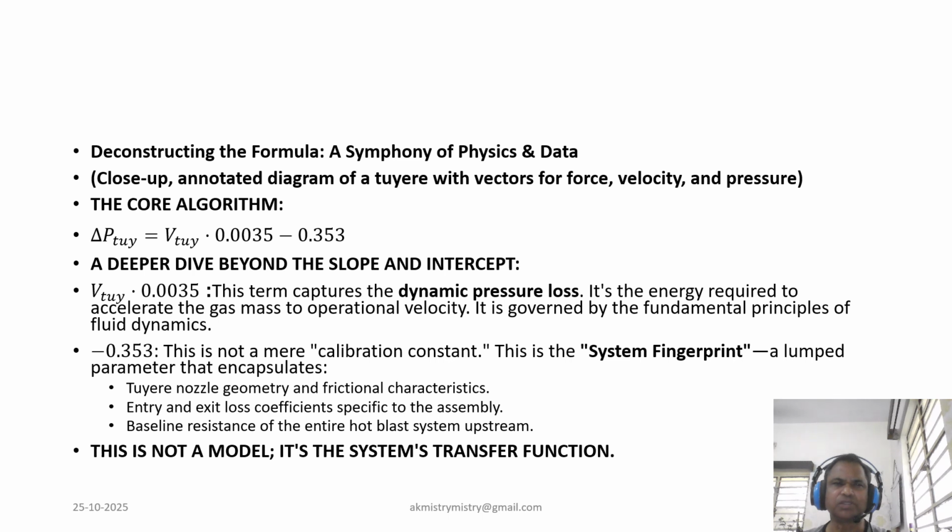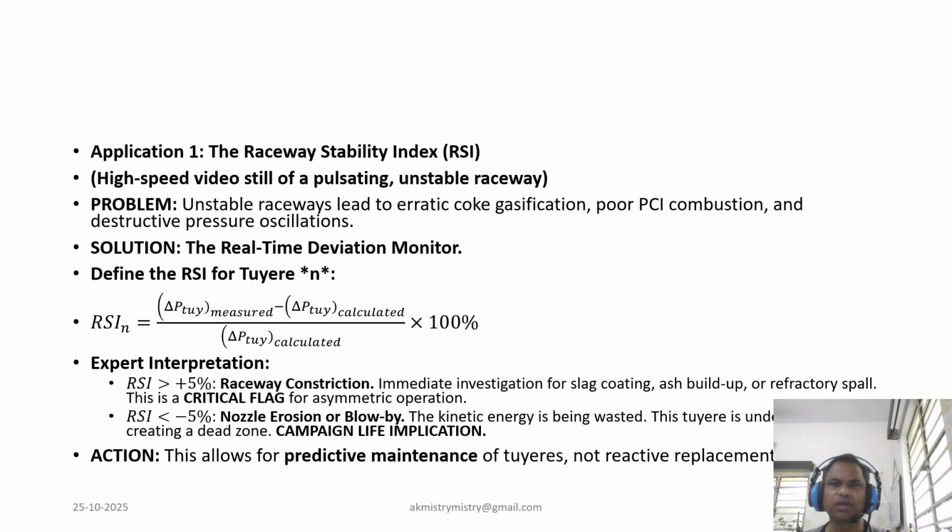The constant 0.353 is not just a calibration number, it is a system's fingerprint, capturing geometry, friction, and baseline resistance. This is not a model, it is a system's transfer function.